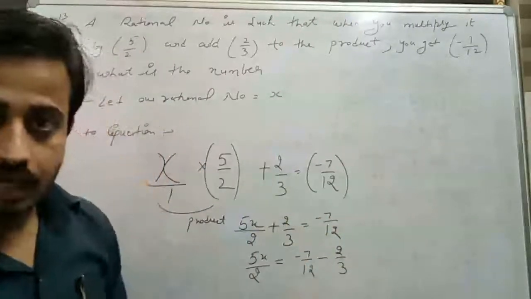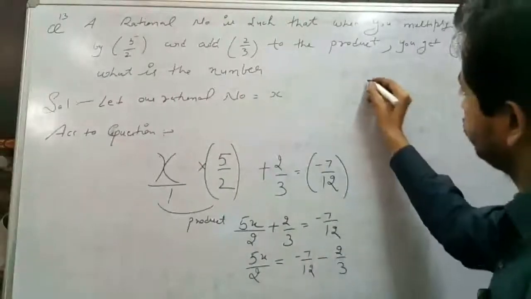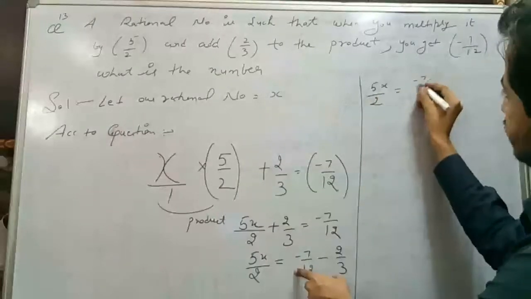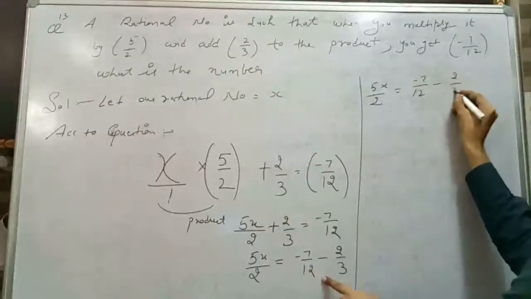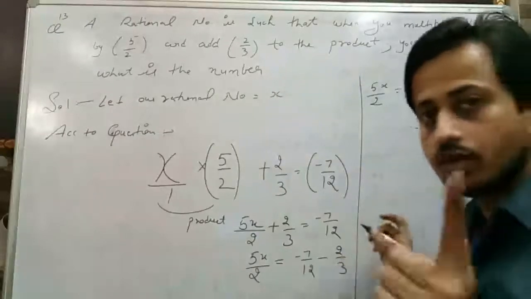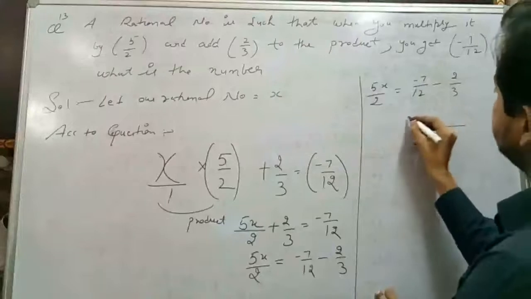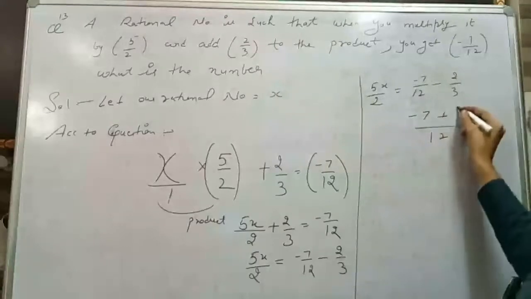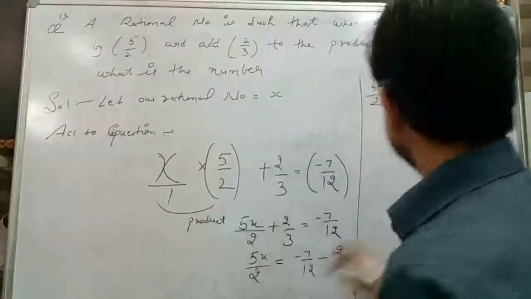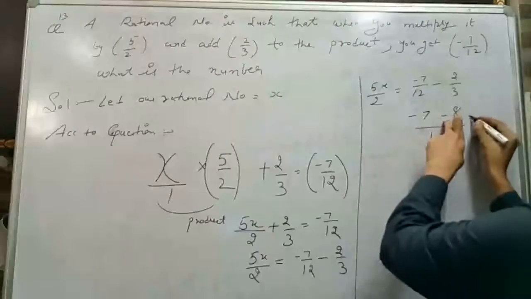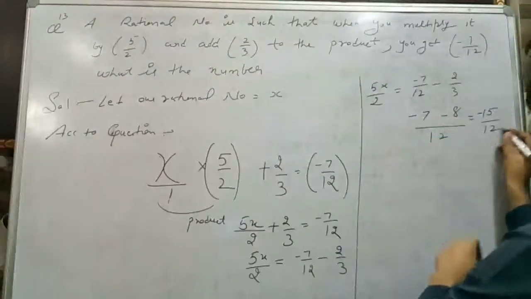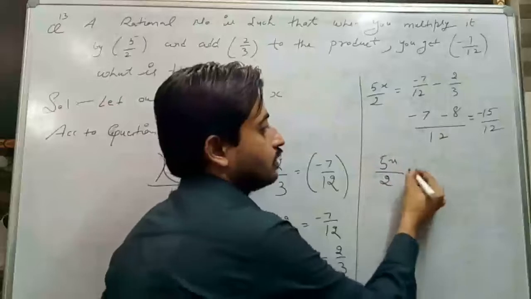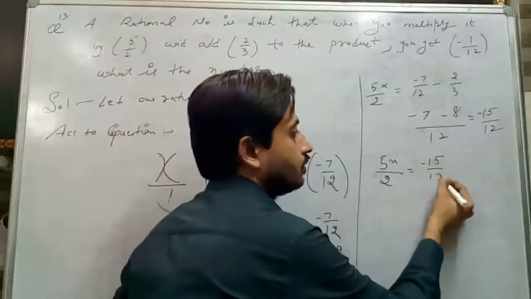Now we have to solve this. Please make a note. 5x divided by 2 is equal to minus 7 by 12 minus 2 by 3. What's the LCM of 12 and 3? It is 12. So we get minus 7 and 3 fours are 12, so minus 8. It means we get minus 7 minus 8, minus 15 divided by 12. So 5x divided by 2 is equal to minus 15 divided by 12.